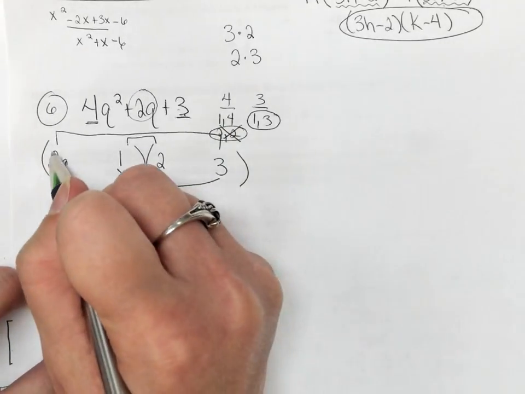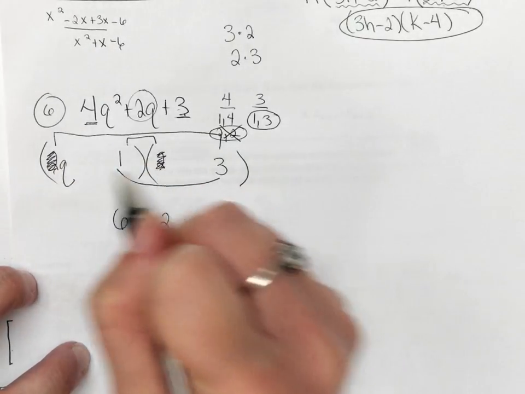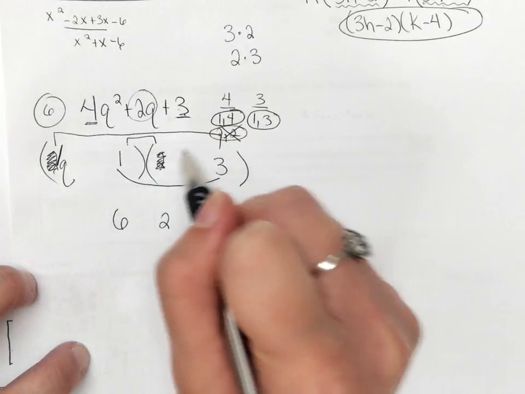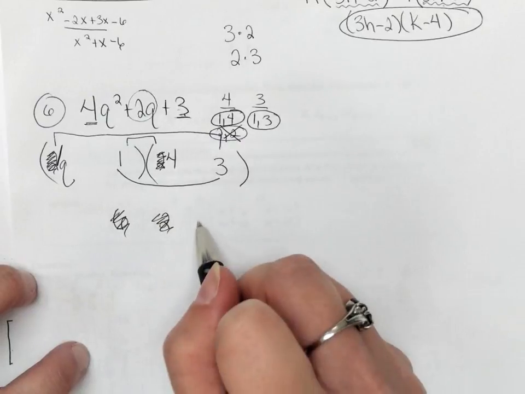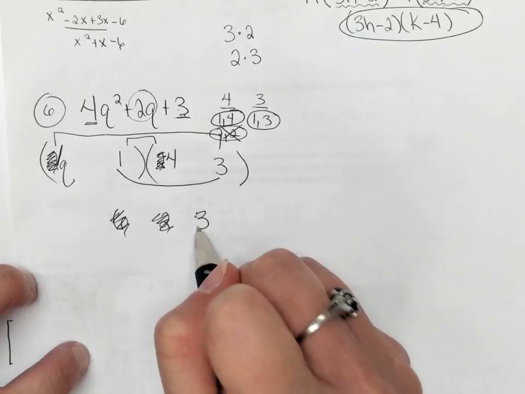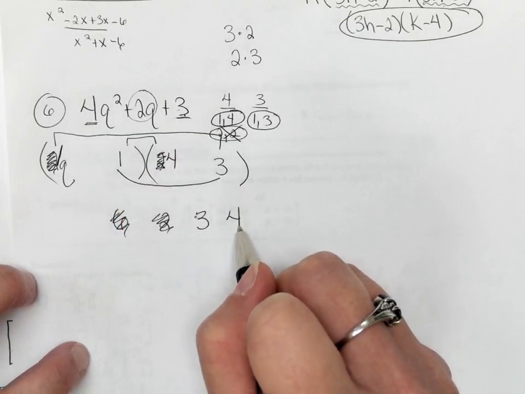Let's use 1 and 4 instead. I'd probably use a 1 right here. Let's use that one. And a 4. So we'll see, 3 times 1 is 3. And 1 times 4 is 4. That's not going to work either.